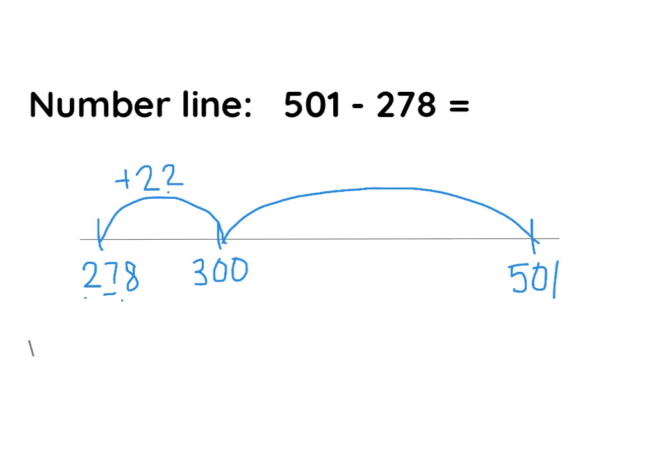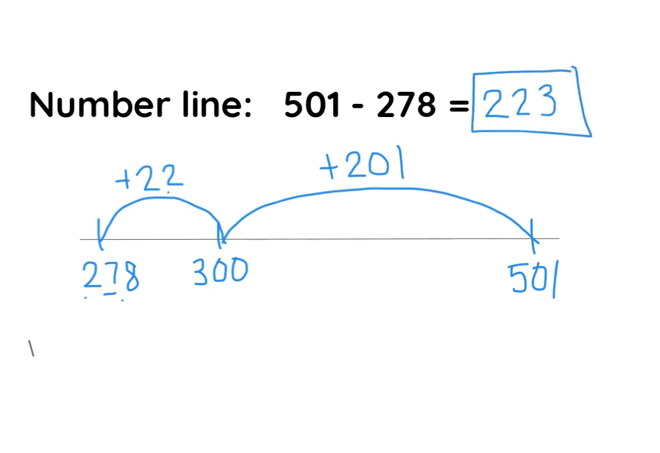How do I get to 501? Add 201. So 201 plus 22 equals 223. Remember to always box your answers so we can find them.